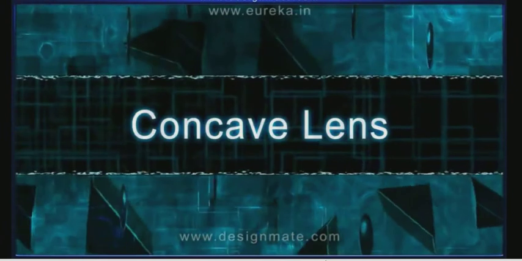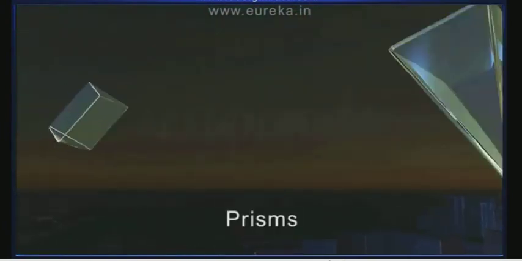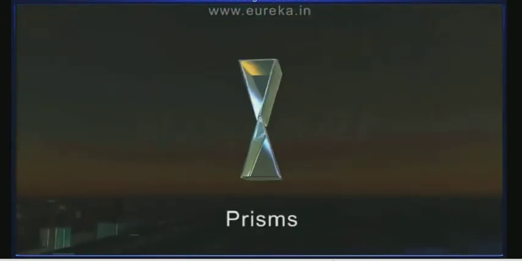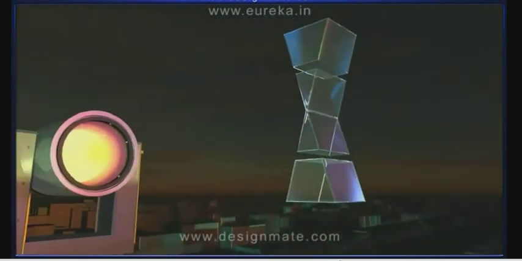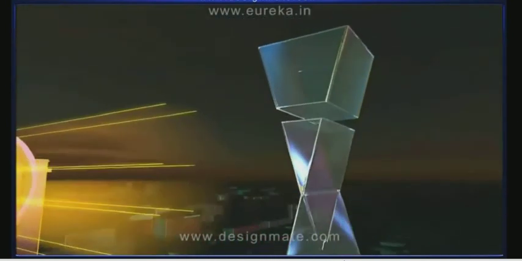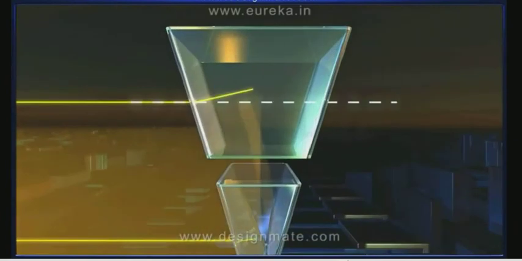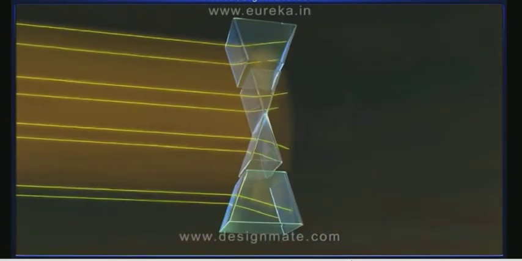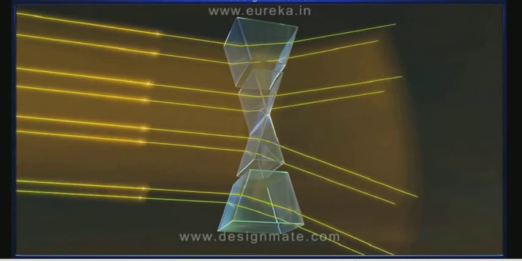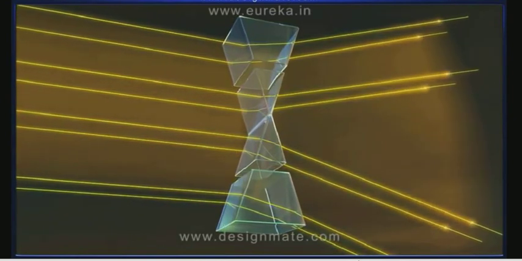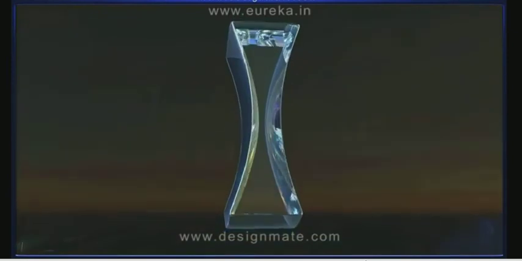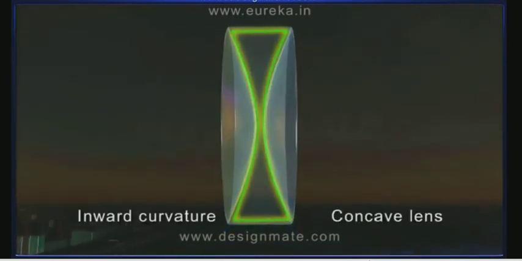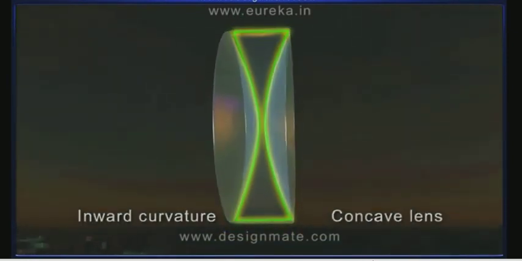Concave lens. Place two prisms with their vertices in contact and arrange a few slabs of rectangular prisms beside each of them. The parallel rays of light falling on such an arrangement refract away from the center. Overall, we can see that the light undergoes divergence and it emerges on the other side. A single piece of glass formed in this fashion, having inward curvature, is called a concave lens.